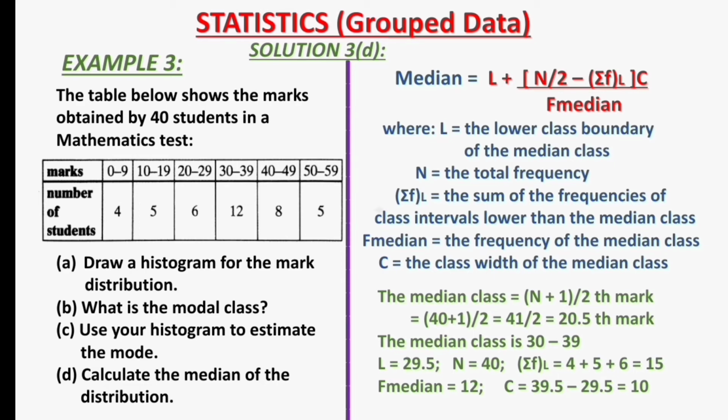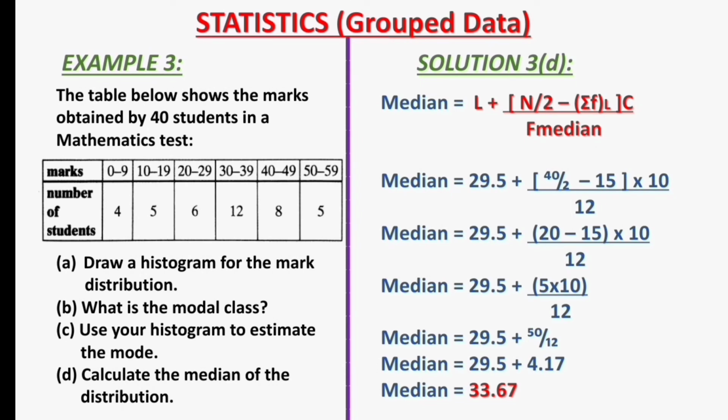Let's see if you are right. When you substitute the values into the formula for median and you calculate, the median is equal to 33.67. I hope you got this answer correctly. Once again, please take note of all the solutions for example 3.